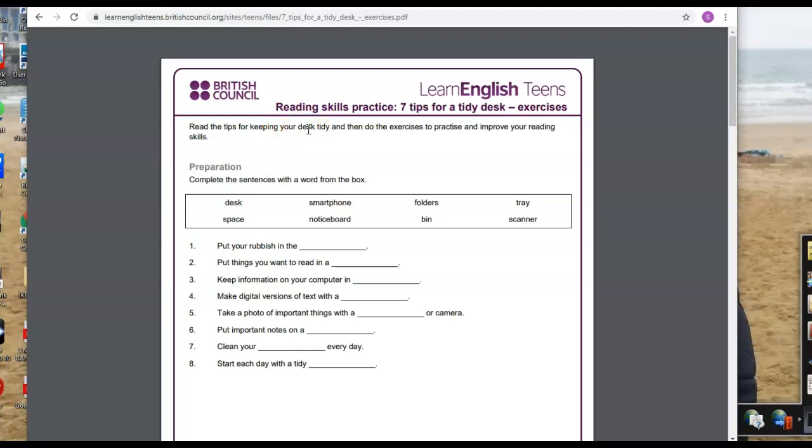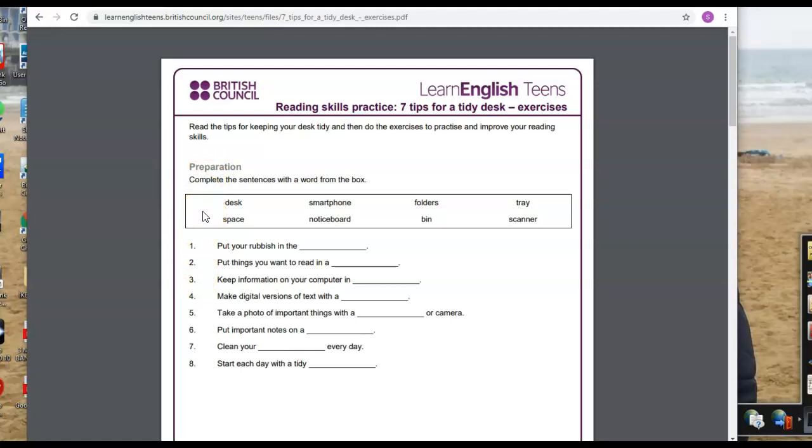The first thing you need to do is to complete the sentences here. So you have the words desk, smartphone, folders, tray, space, notice board, bin, and scanner. Do you know all these words? If you know them, you'll be able to do this easily. I will do the first one with you.